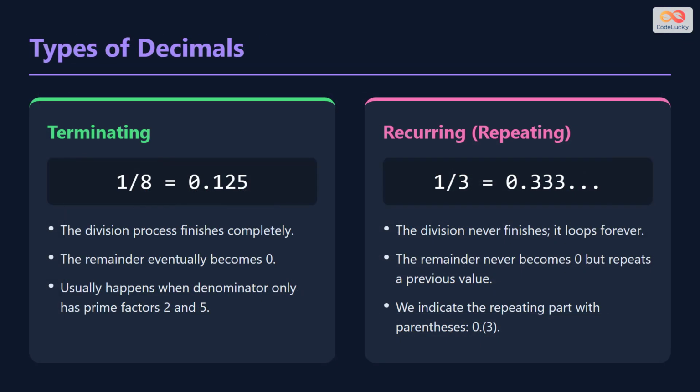Before we code, let's recall some basic math. Decimals usually fall into two categories. First, terminating decimals, where the division finishes cleanly with a remainder of 0, like 1 divided by 8. Second, recurring or repeating decimals, where the division never ends, like 1 divided by 3. Our code must handle both cases correctly.